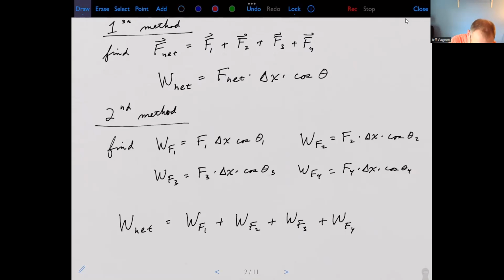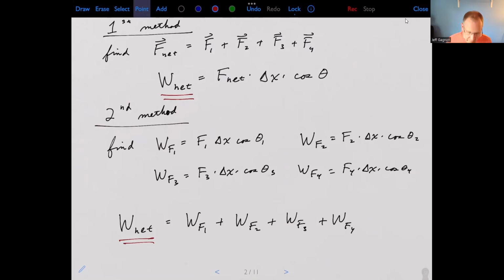These two methods, so the first method where I found the net force and then calculated the net work using the net force, and then the second method where I find each individual work, right, separately. So I found work due to F1, F2, F3, F4. When I add them together, I'm going to get the same answer as the first method. These will be exactly the same. Okay, as long as each force undergoes the same displacement, you're going to get the same answer. So either way works. Second method is probably just better in general. It's a more general method.